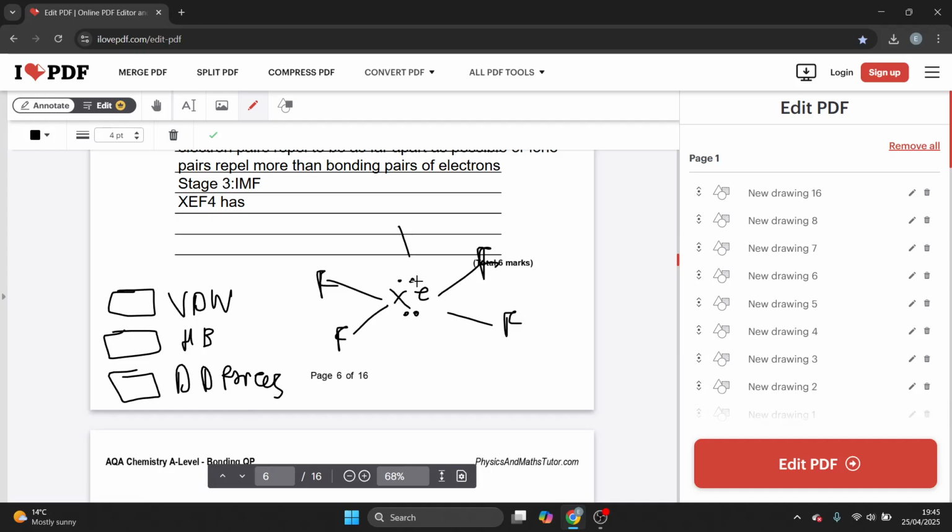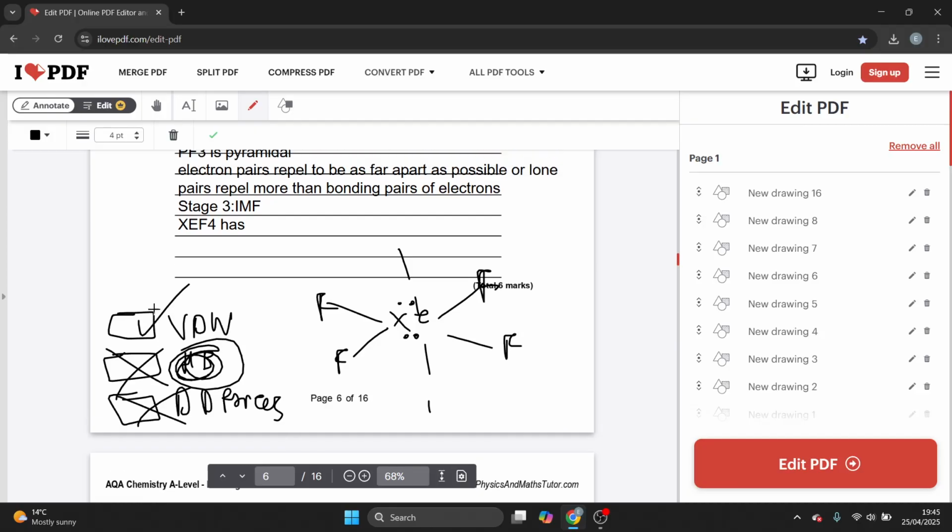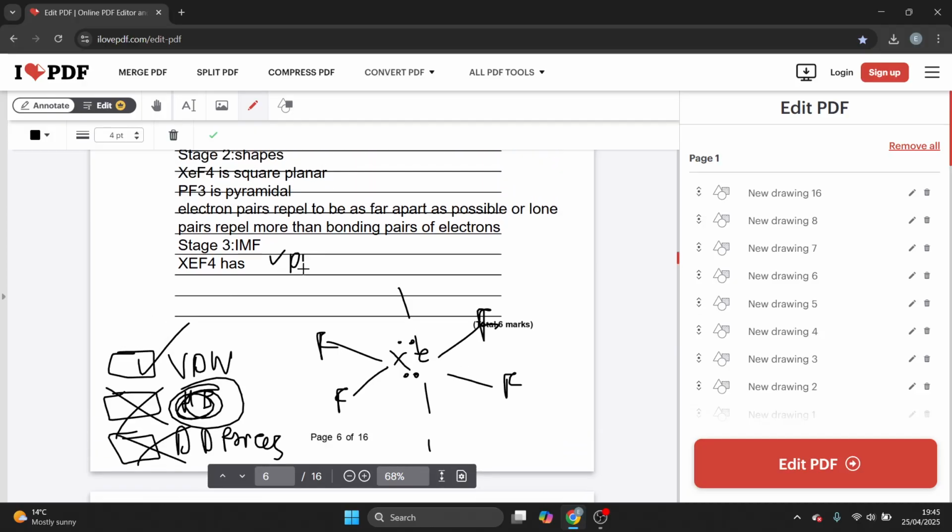Dipole forces. Well, what do you notice about this? It's completely symmetrical. So it's not going to have dipole forces, because in order to have dipole forces, the molecule must be unsymmetrical. If it is symmetrical, the dipoles will cancel out. Hydrogen bonds, definitely not. Just by memorizing the definition of hydrogen bonding, you know it's not hydrogen bonds. Therefore, it must be van der Waals. So it has van der Waals forces. That's how I would look at it, and I think that's a very good way of doing it.